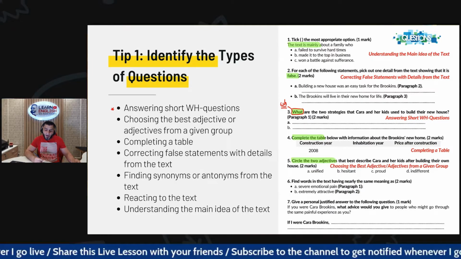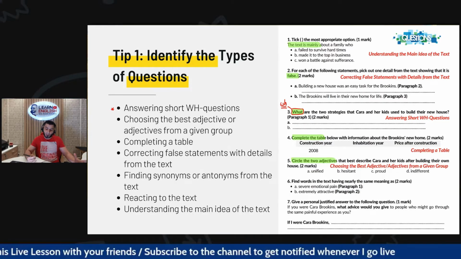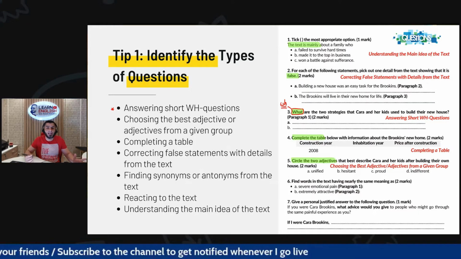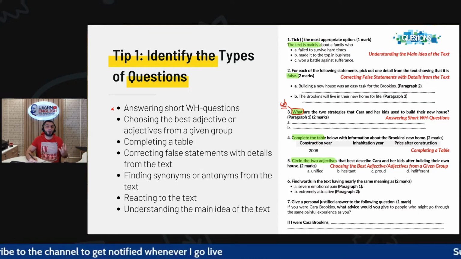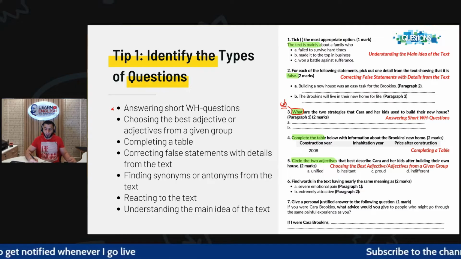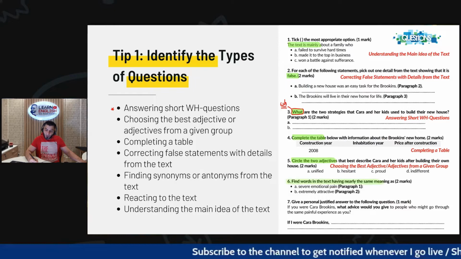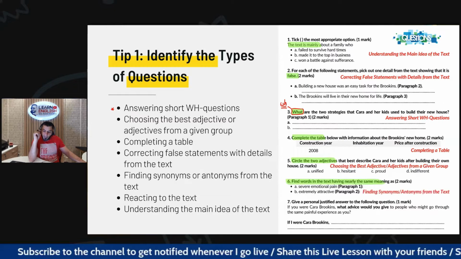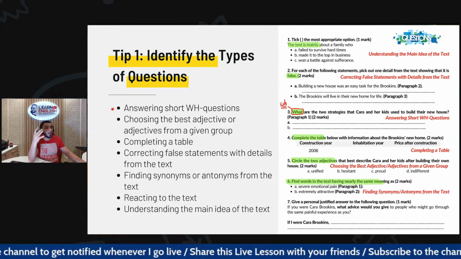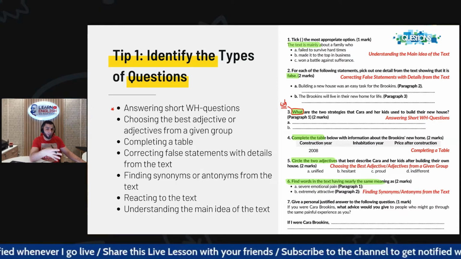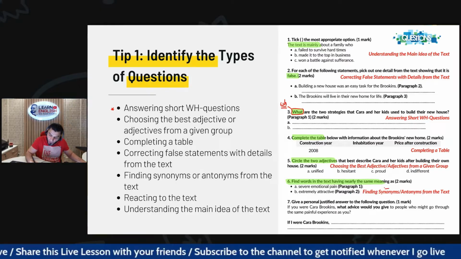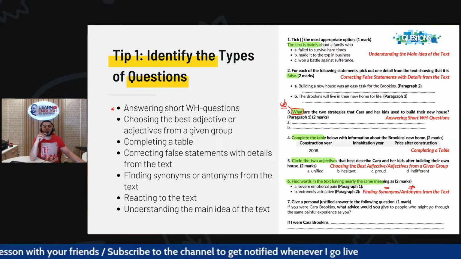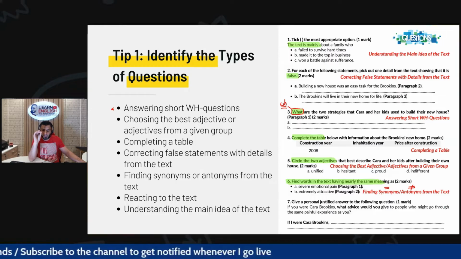Then find words in the text having nearly the same meaning as. This is a very common question that you can find in the reading comprehension exam. So what is it called? Yes, that's very good. It's finding synonyms, and sometimes we can ask you to find antonyms, okay? So synonyms and antonyms from the text. That's what this type of question is.